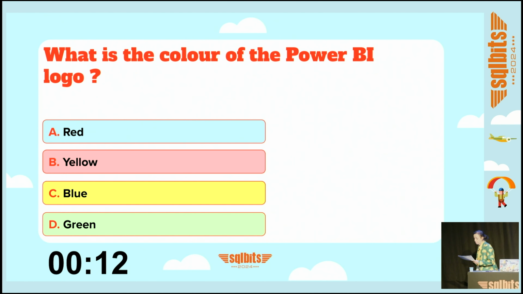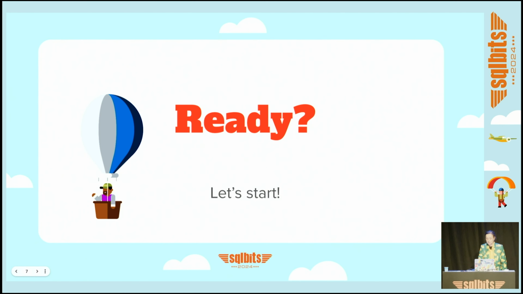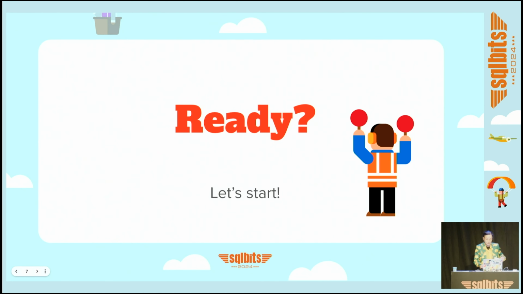What's the color of the Power BI logo? Is it A, red, B, yellow, C, blue, or D, green? I'm not going to give any hints here. Yeah, I saw some people that got tricked at first, but yes, you're correct, it's B. Right. Are we all ready and warmed up? Then we're going to get started. Right, here we go.